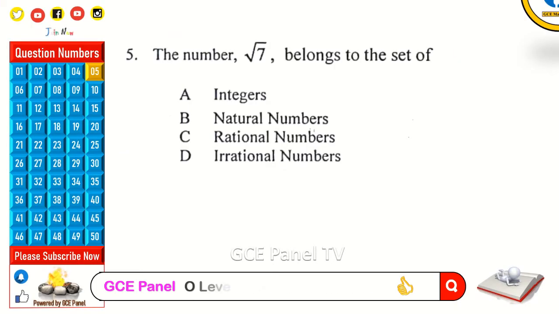Question number 5. The number √7 belongs to the set of... Now, first of all, we know that √7 is a prime number, and the roots of these prime numbers are normally irrational. Okay, so this is an irrational number. Now note, rational numbers are fractions.